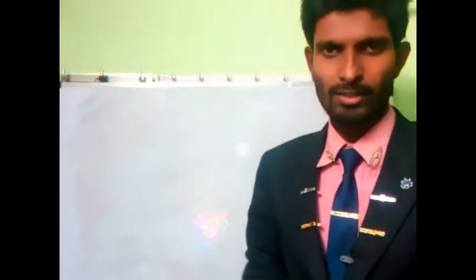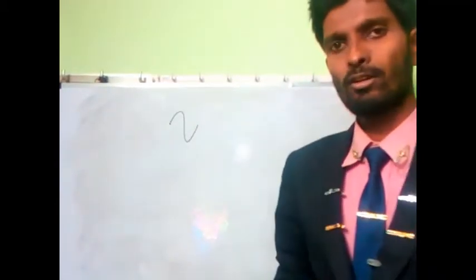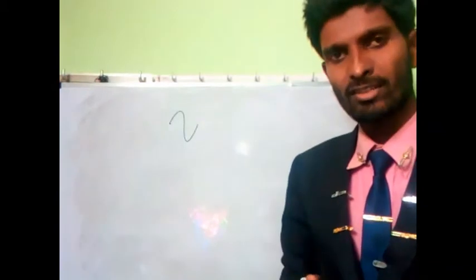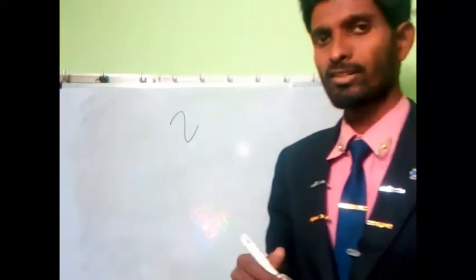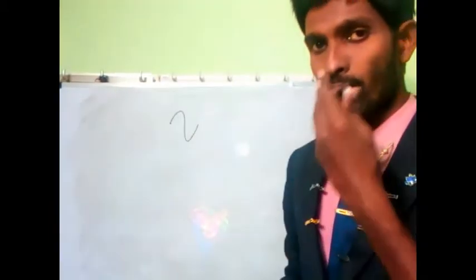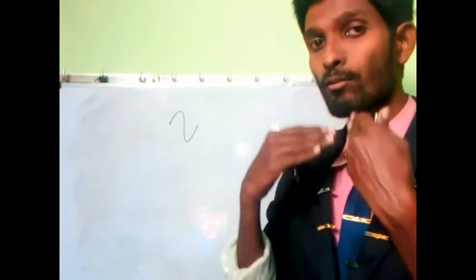How is a signal represented? It is represented in the form of a wave. A wave means a sinusoid, which may be a cosine or a sine. Look here: if anybody is talking, the voice is getting produced, right? The voice is a signal.